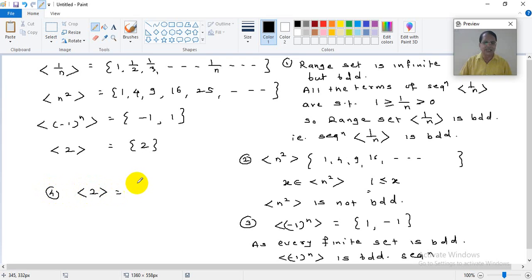So what is the range set of this sequence? It is just singleton 2. On this side I am writing the range set. This is the range set. Here also this is the range set.